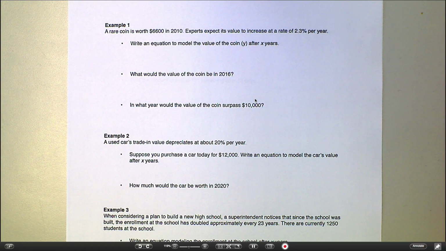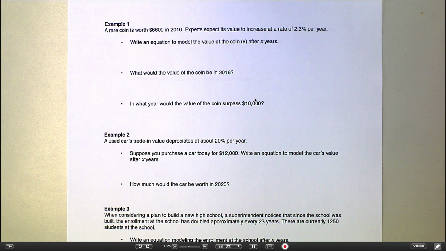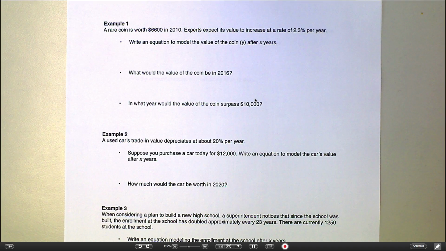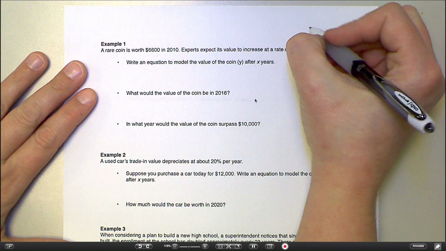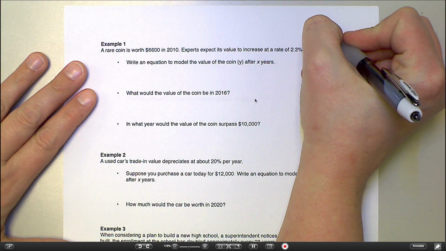These are the sort of word problems examples that we're going to work through in this section. You should have this sheet in front of you, so you can follow along with me. Keep in mind that all of these are going to have the format y equals a b to the power of x.